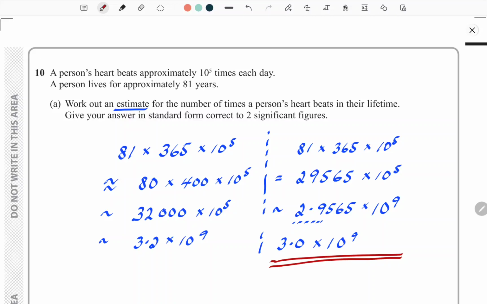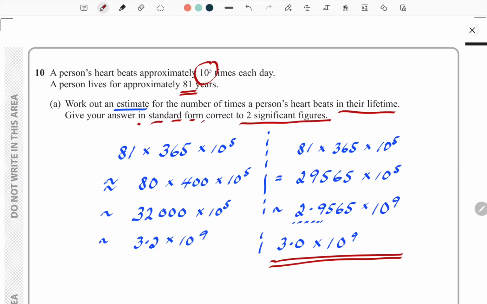So a person's heart beats approximately 10 to the 5 times a day. All right. So that's like 100,000 times. A person lives for approximately 81 years. All right. Healthy people. And they want an estimate for the number of times a person's heart beats in their lifetime. And they want it to 2 significant figures in standard form.